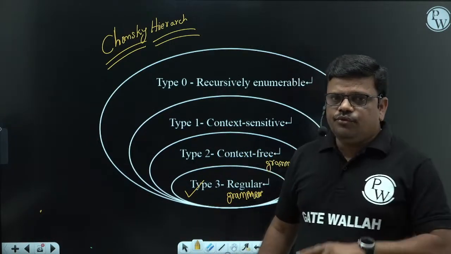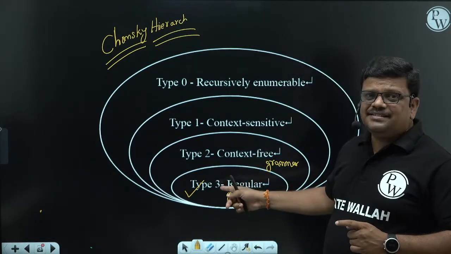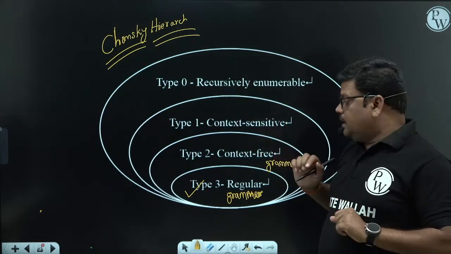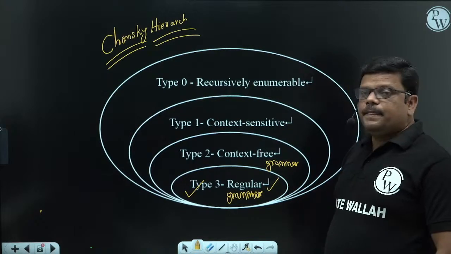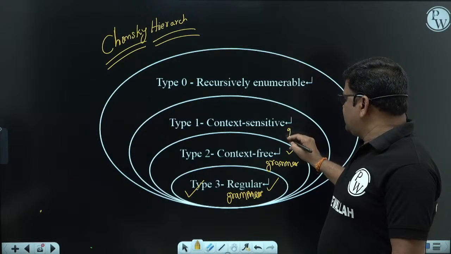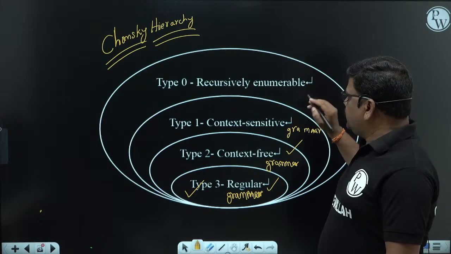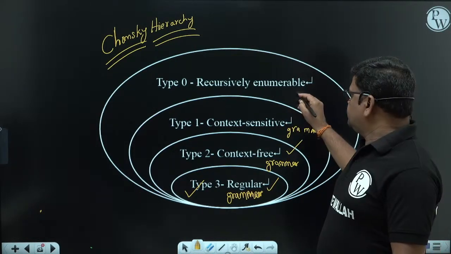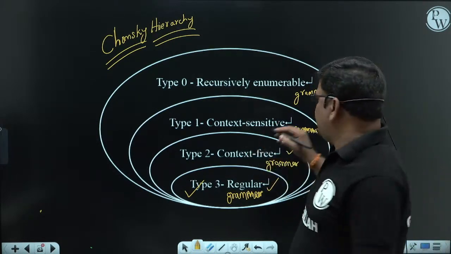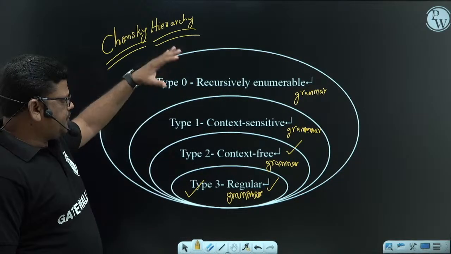Then afterwards, if you frame the relation between these rules, the relation comes like this. Type 3 is a subclass of type 2, type 2 is a subclass of type 1, type 1 is a subclass of type 0. Type 3 is our regular grammar, type 2 is our context free grammar, type 1 is our context sensitive grammar, and type 0 is recursively enumerable grammar. This classification was initially given by a person called Chomsky. He is the initial person who gave the classification of these grammars.